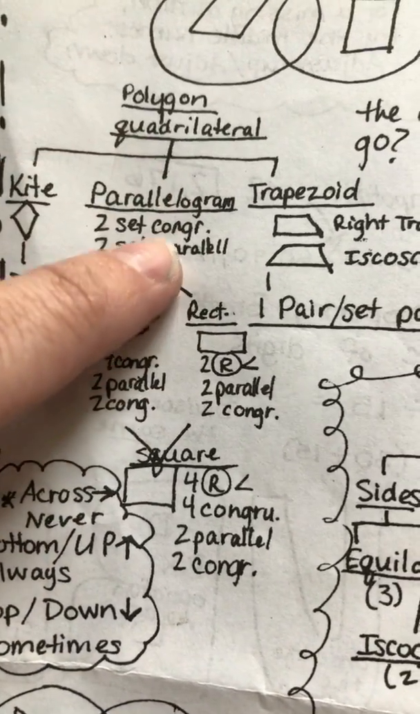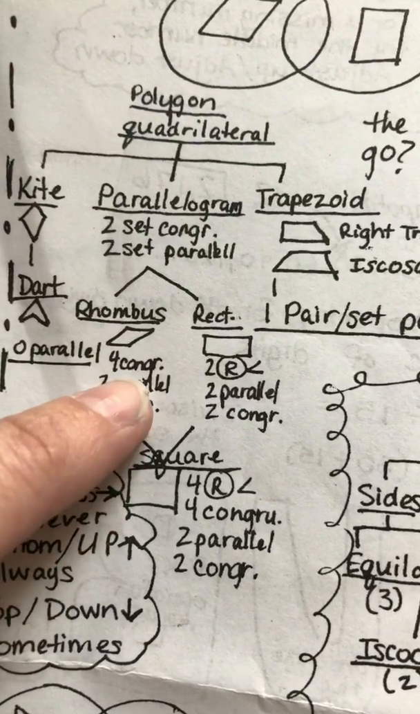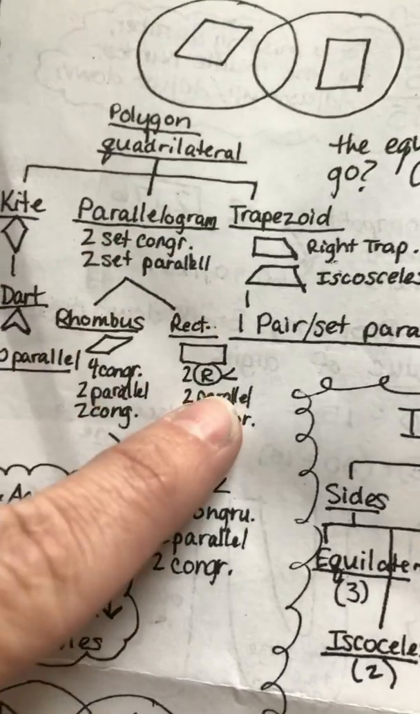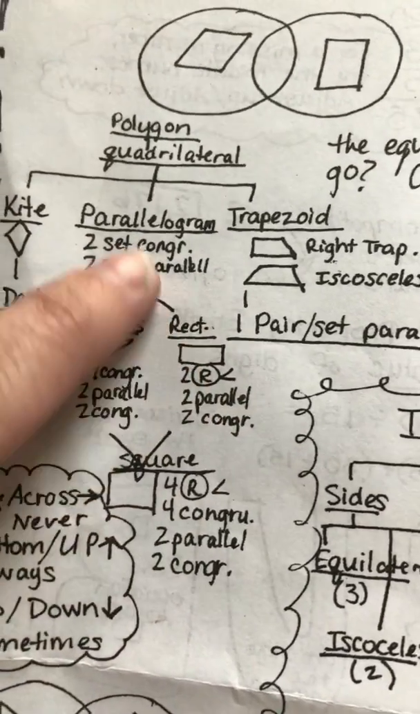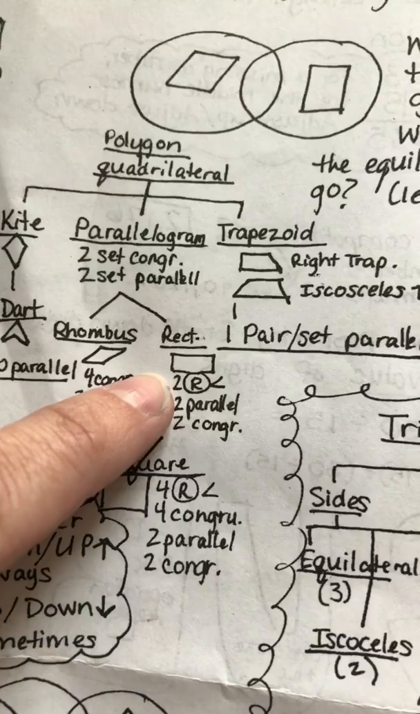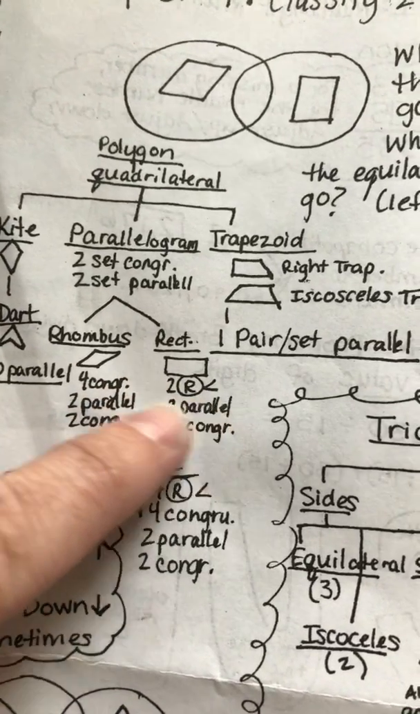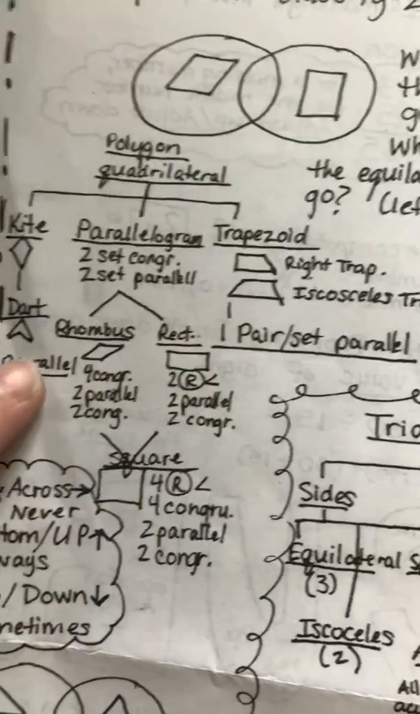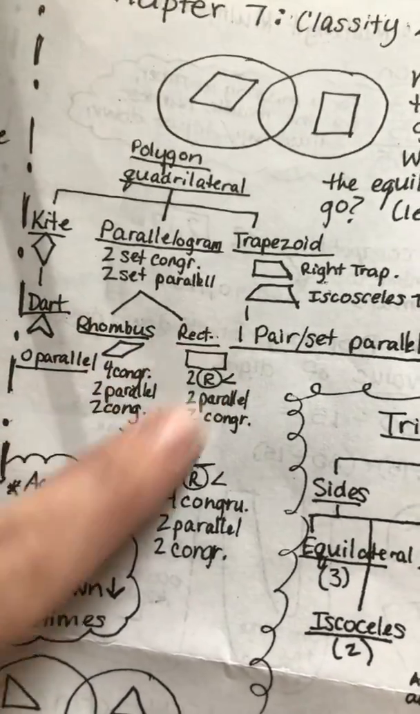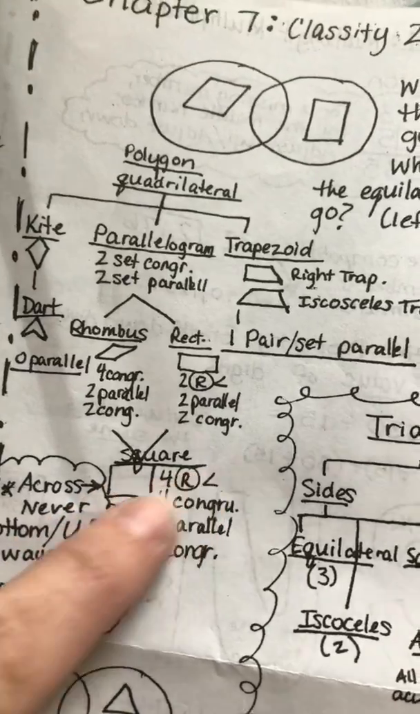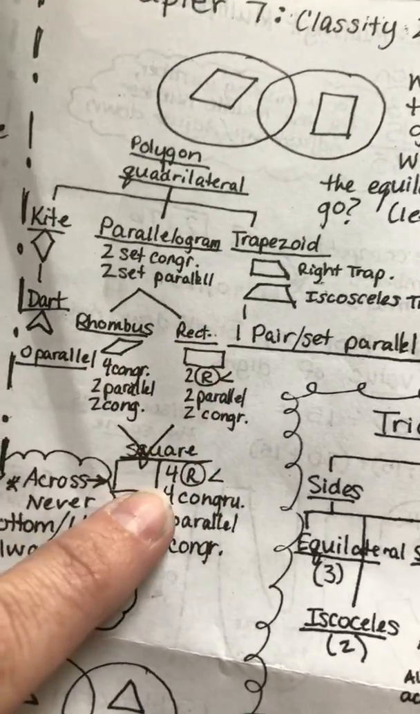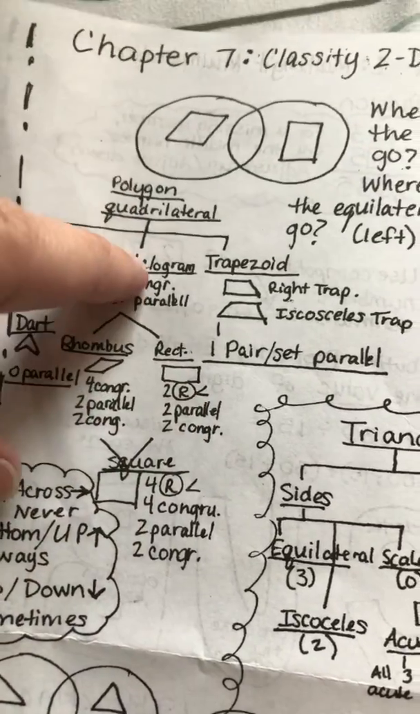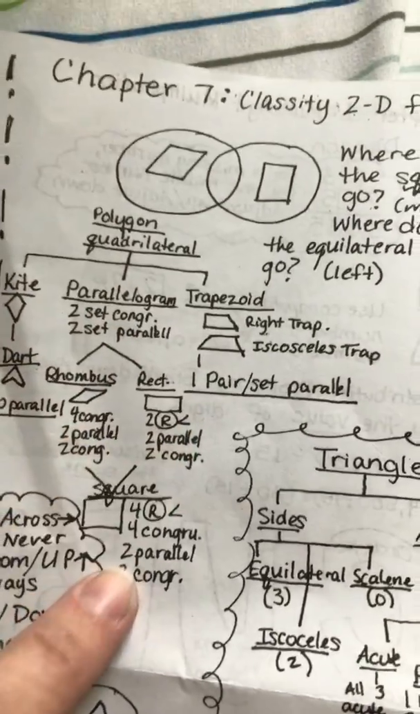Within a parallelogram, you have a rhombus, which has your 2 parallels and your 2 congruent, but it also has all 4 congruent. You also have a rectangle, which has the 2 pairs parallel and the 2 pairs congruent, but it has 4 right angles. Then, sharing the attributes of both a rhombus and a rectangle is a square. A square has 4 right angles from the rectangle, 4 congruent sides from the rhombus, and still the 2 pairs of parallel and the 2 pairs congruent. So each time you're traveling down, you're adding an attribute, making it more specific.